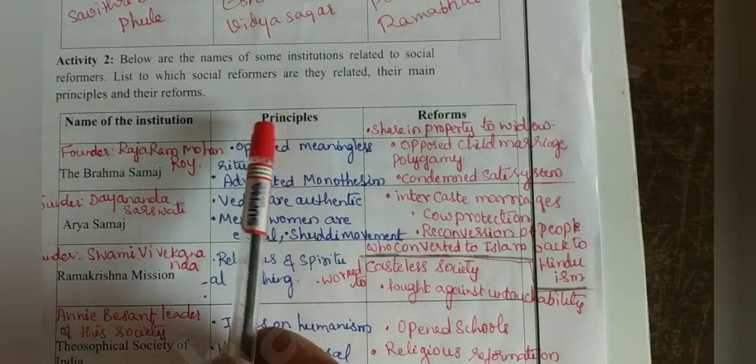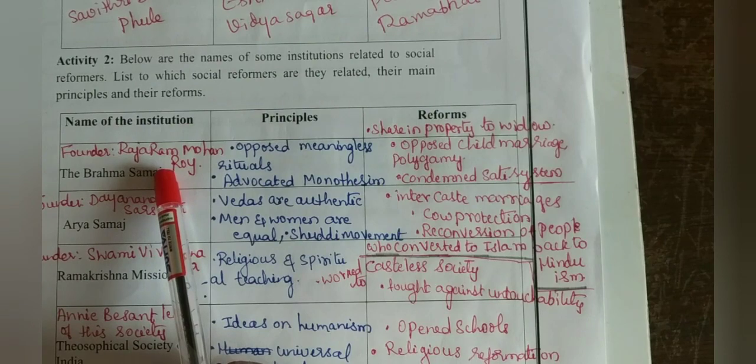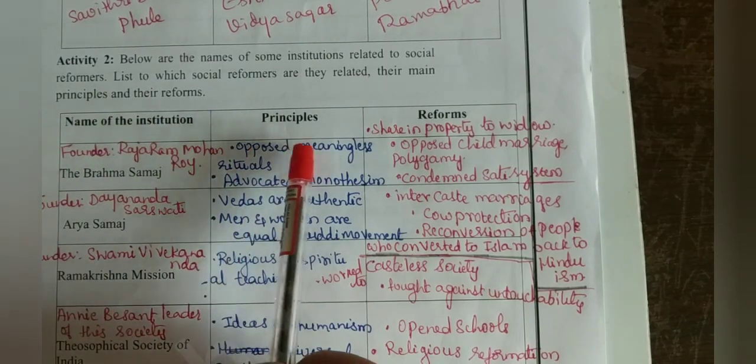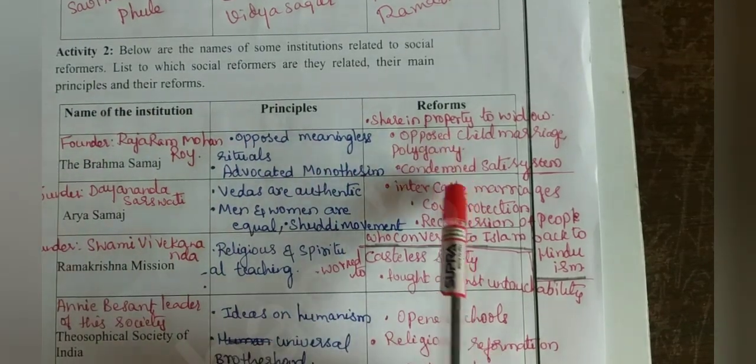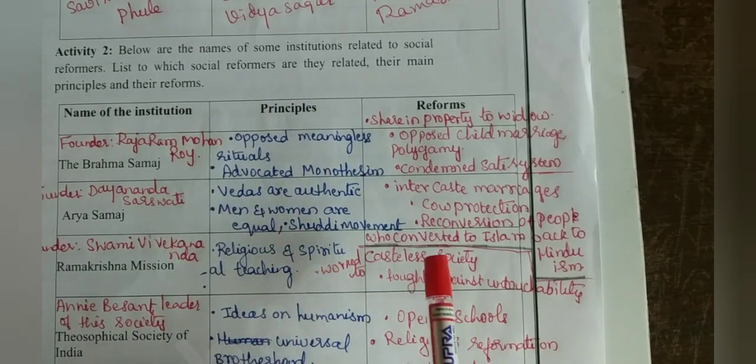Activity 2. Here the names of some institutions related to social reformers are given. You have to write the principle and reforms. The space is very little, a bit clumsy.